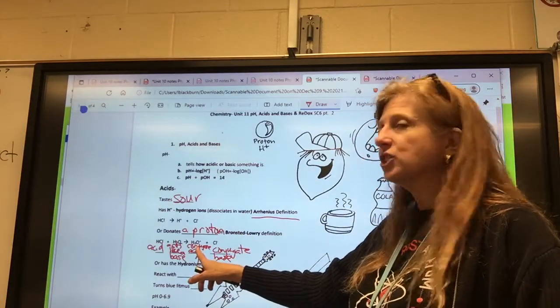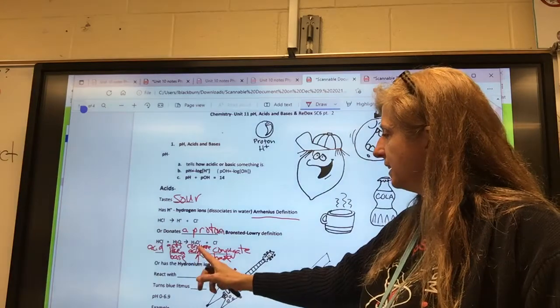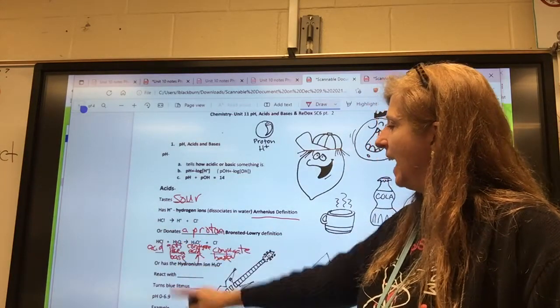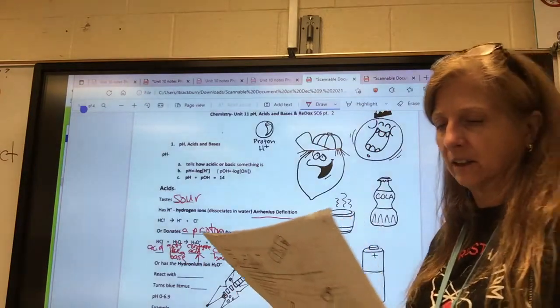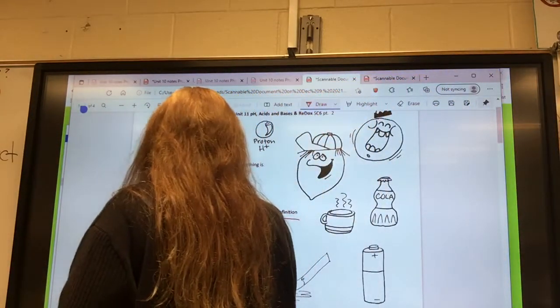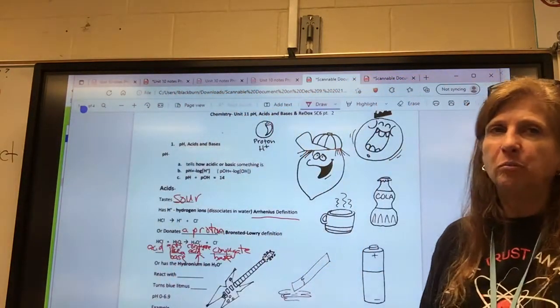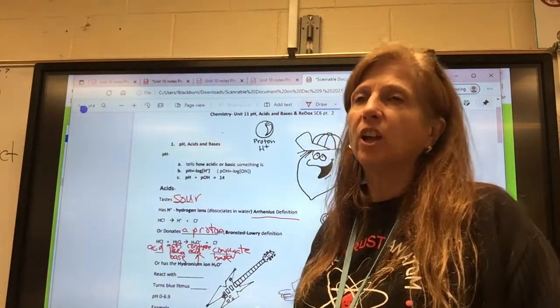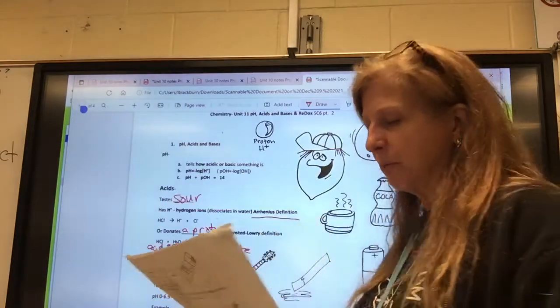This one says conjugate acid, conjugate base, and here our water is acting like a base. But this is not very important. I don't want to spend much time on that. You'll learn more about that in AP when you come back.